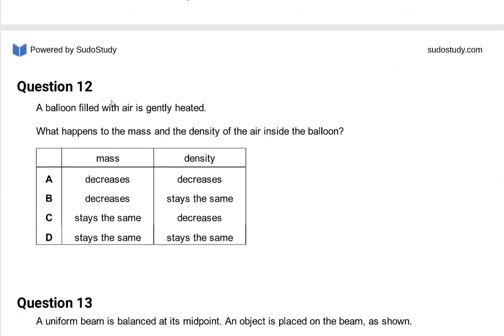Balloon filled up with air gently heated. What happened to the mass and density of the air inside? Now we are heating up, so the mass does not change. So you have two options. The mass does not change, so the only thing that has to change is the density. Remember, density is equal to mass over volume. Now the mass stays the same.